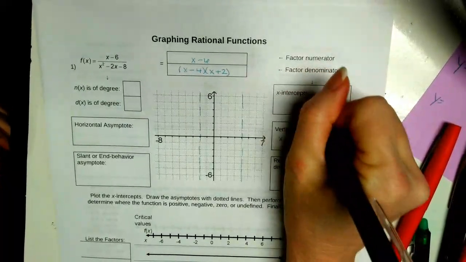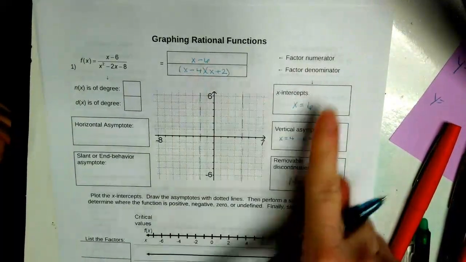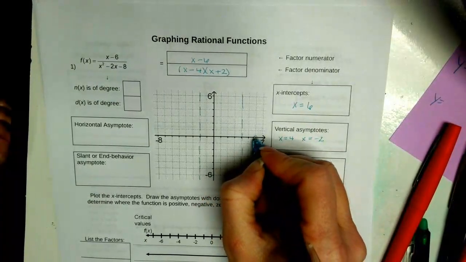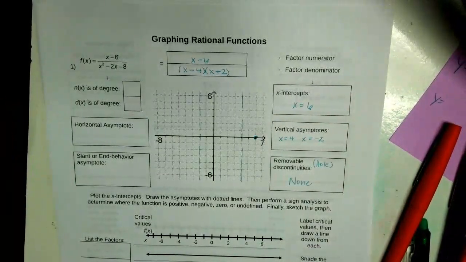Whatever's left on top after I've taken care of vertical asymptotes and holes is my x-intercept. So I have an x-intercept at 6. You solve it, by the way. X minus 6 equals 0, so x equals 6, which means at 6, it's going to cross the x-axis right there.